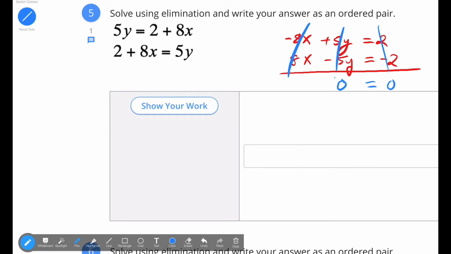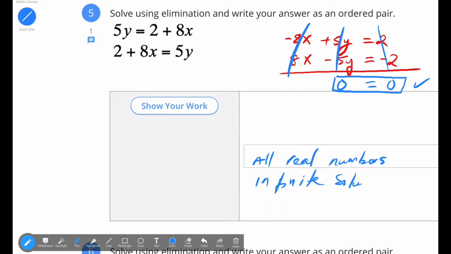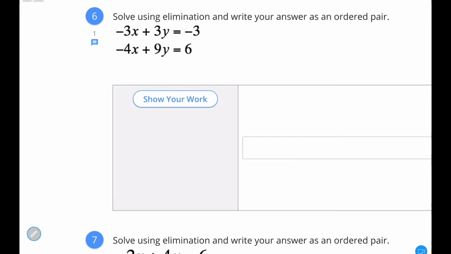So here's a question: is 0 equal to 0? Is that true? Yes, then that would be all real numbers, or infinite solutions, however you want to write it. Now, if you get something like 0 equals 10, then that's false. Then that's no solution. If it's false, no solution. If it's true, infinitely many solutions. It's as simple to understand as possible.